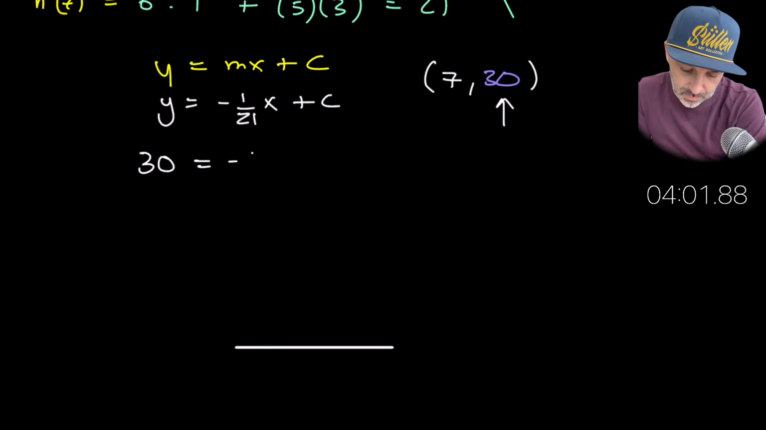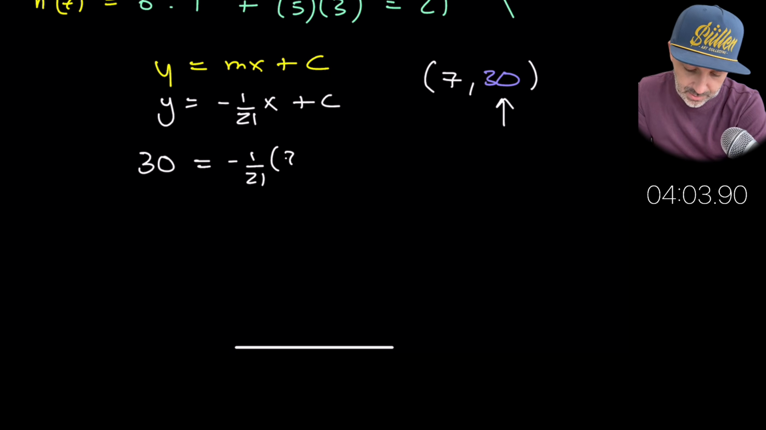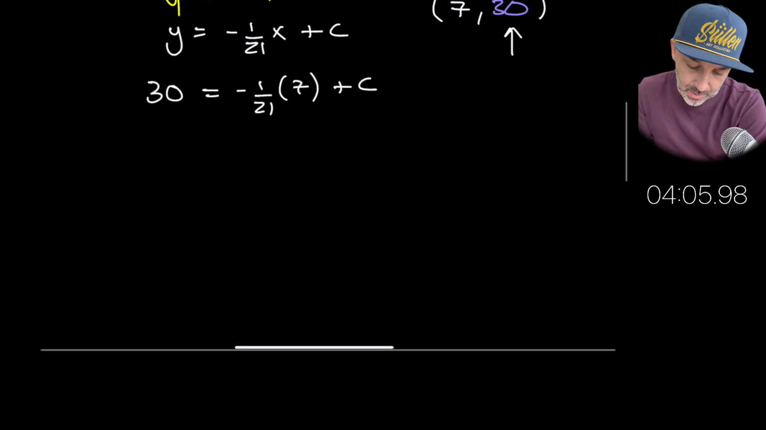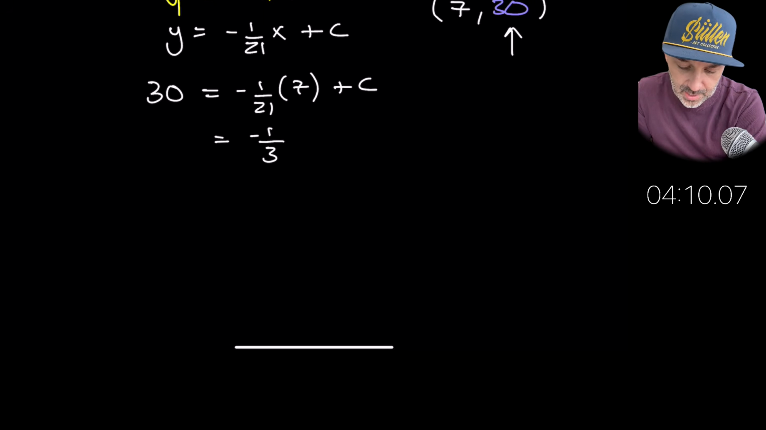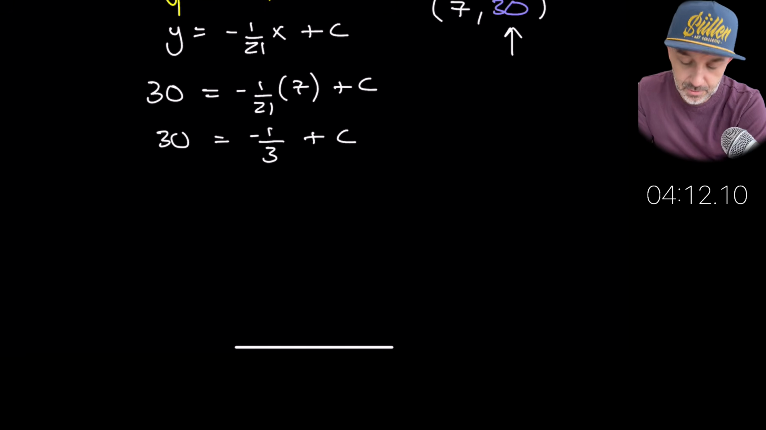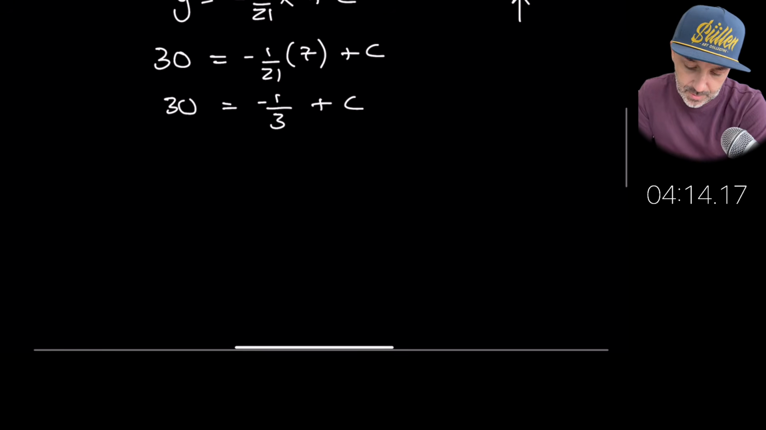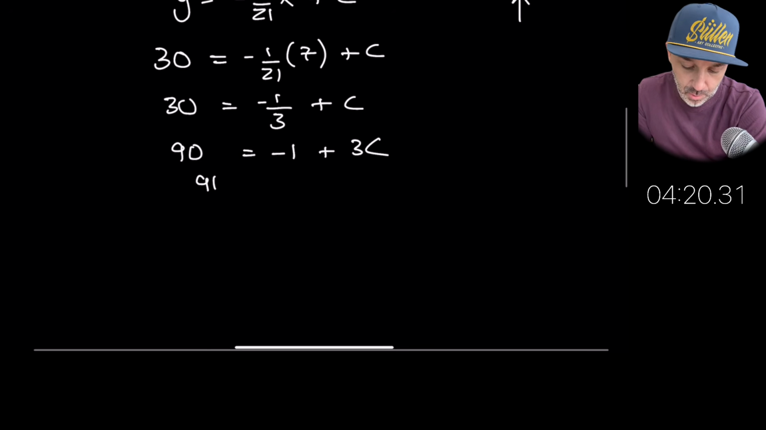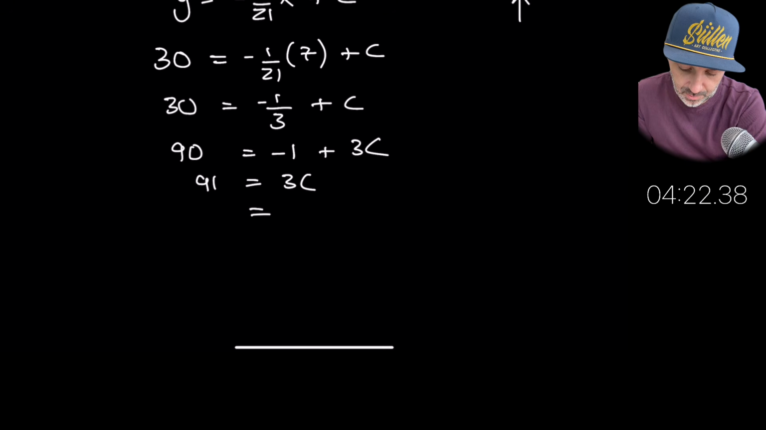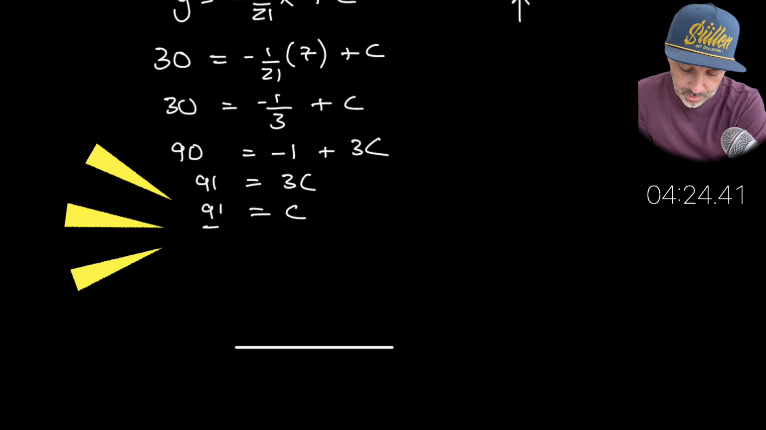Now let's go and put all of those values in because we're getting close to time. So 30 equals minus 1 over 21 times 7 plus c. That becomes minus 1 over 3. 30 plus c. Now you can solve this however you want. I'm just going to times everything by 3. So 90 equals minus 1 plus 3c. 91 equals 3c, so c is 91 over 3.